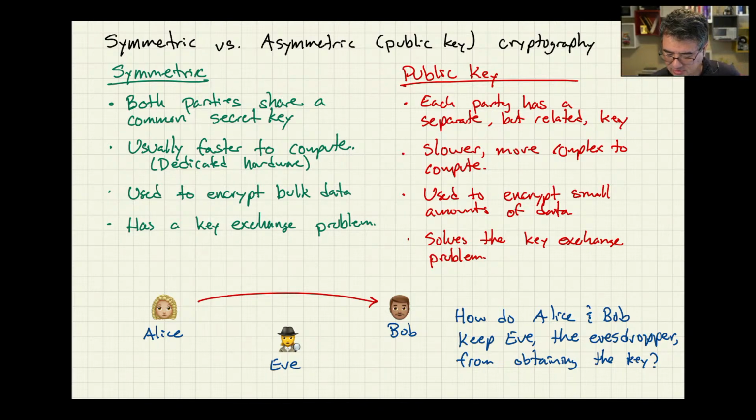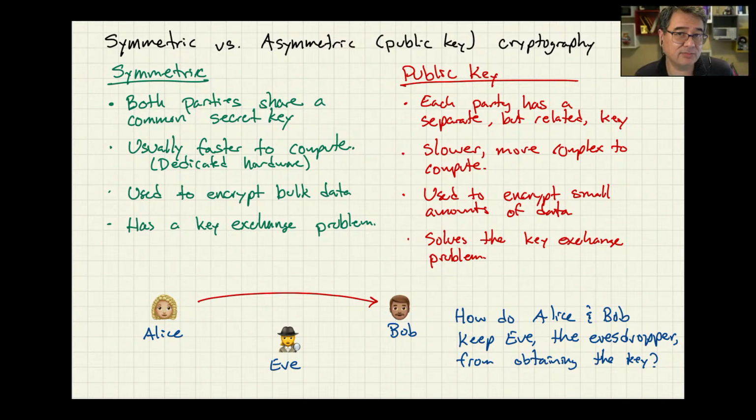But symmetric key cryptography is usually faster to compute. There's often dedicated hardware in modern computers that can do something like AES very quickly. And therefore, symmetric key cryptography is useful for encrypting and decrypting what I would call bulk data. Bulk may mean essentially larger than your key. So anything more than 256 bits, in the case of AES, has to be divided up into smaller chunks, and then each chunk individually encrypted. Since it's very fast, AES is useful for that.